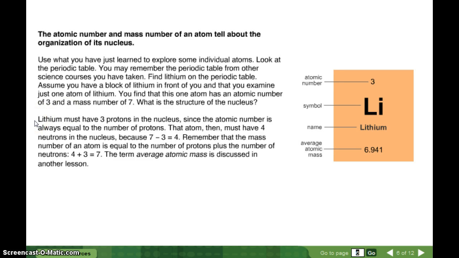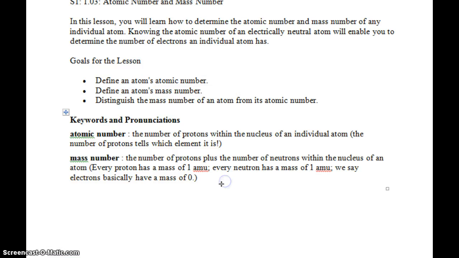Lithium must have 3 protons in the nucleus since the atomic number is always equal to the number of protons. That atom then must have 4 neutrons in the nucleus. Why? Because the mass is 7. 3 of that is because of the 3 protons, which means the leftover mass is due to 4 neutrons. Remember that the mass number of an atom is equal to the number of protons plus the number of neutrons. The term average atomic mass is discussed in another lesson. Okay, so for now, we said if you take the number of protons plus the number of neutrons, what do you get?